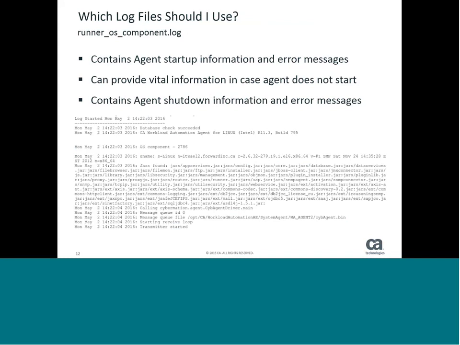Now, which log files are most helpful during the troubleshooting process? One of the files that is very helpful is the runner OS component.log. That provides all of your agent startup information. It will provide all of the agent error messages as well. It will provide information for you if the agent does not start, and it also contains shutdown information and error messaging when agents shut down.